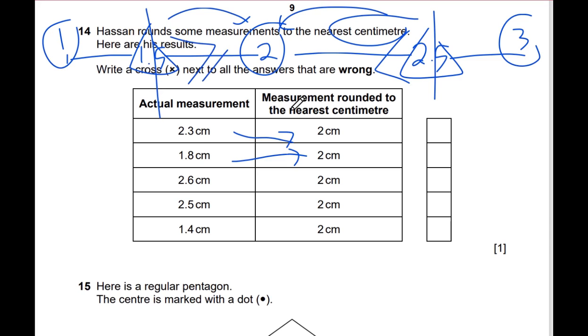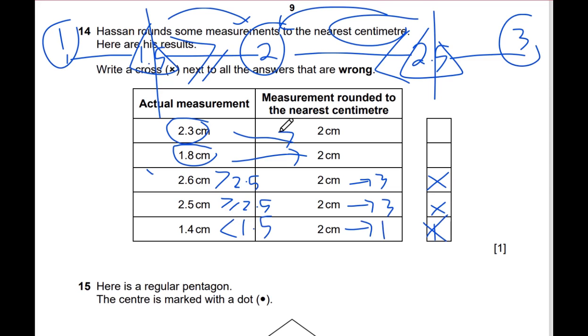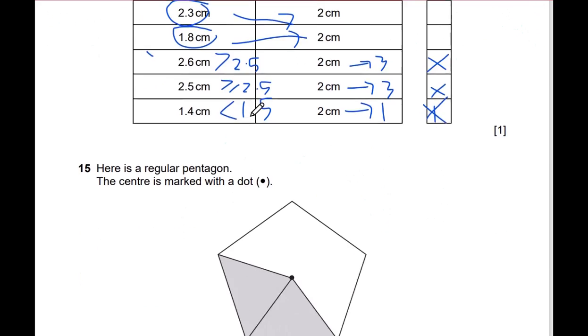So these are all less than 2.5. This is greater than 1.5. Now this one is greater than 2.5, so it should round up to 3. So this one will be a cross. This one, 2.5: once it reaches 2.5, it also has to go to 3. And 1.4 is less than 1.5, so it has to go to 1. So we have 3 crosses in here. I hope it's clear. Next, number 15.